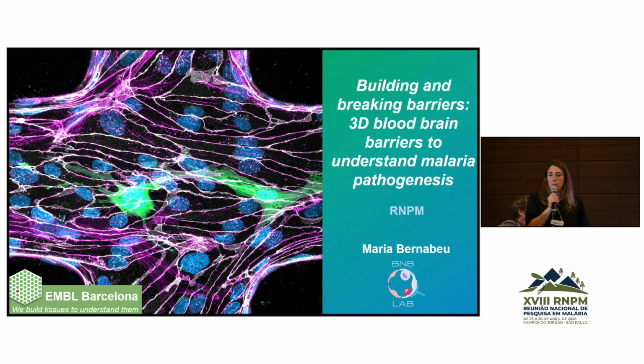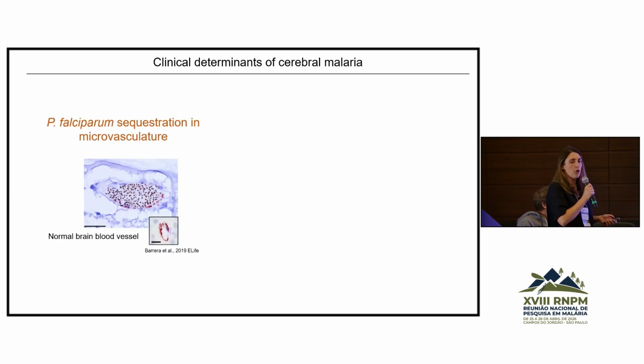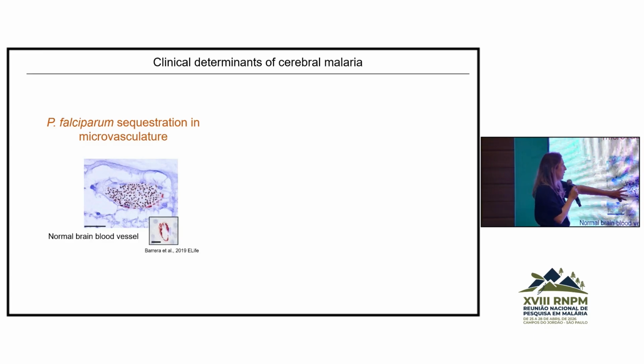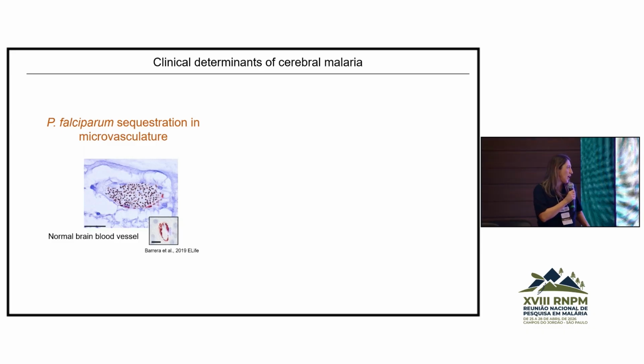Okay, so my lab is working with bioengineering. We are generating 3D microvascular models to study how malaria parasites break and disrupt blood vessels. We're focused on the most pathogenic form of malaria, cerebral malaria, which causes, as you know, more than 500,000 deaths every year. And this is one of the main hallmarks of cerebral malaria, which is the accumulation of Plasmodium falciparum in the microvasculature, damaging blood vessels.